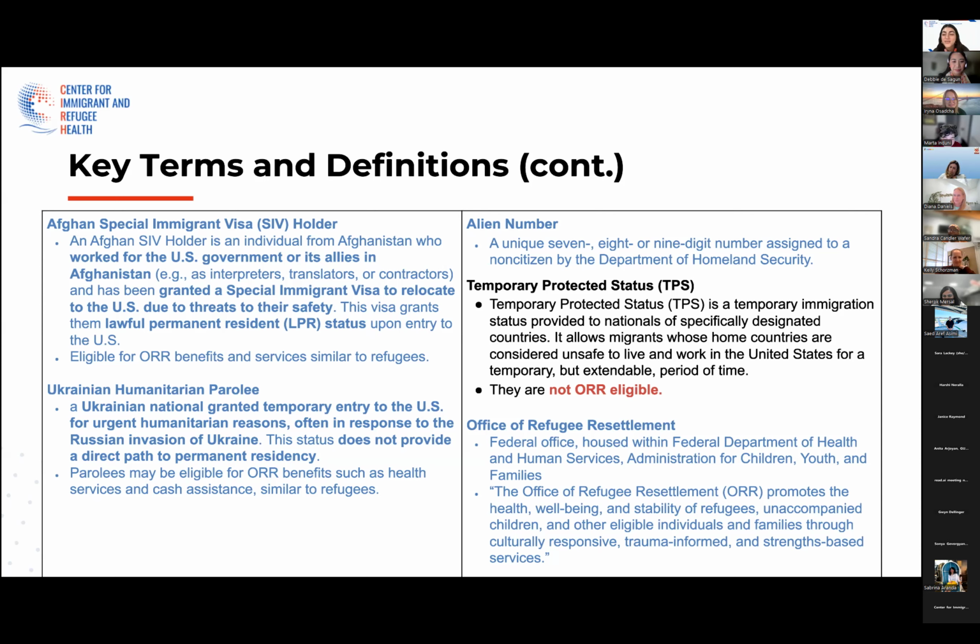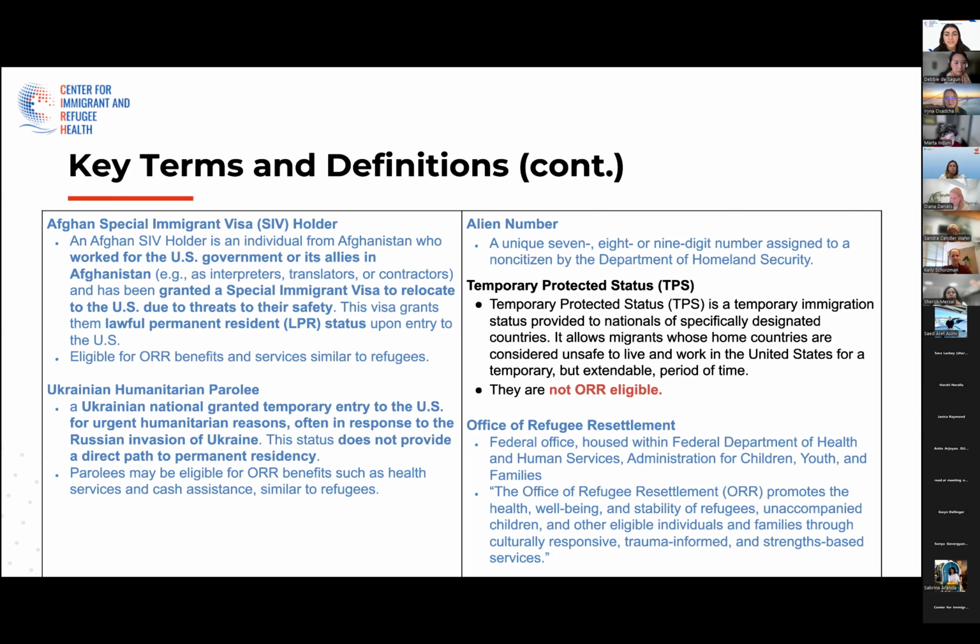And for Ukrainian humanitarian parolees, these are Ukrainian nationals granted temporary entry to the US for urgent humanitarian reasons, often in response to the Russian invasion of Ukraine. And this status also does not provide a direct path to permanent residency. While parolees are eligible for services, they'll have to apply for longer term residency once they're here.